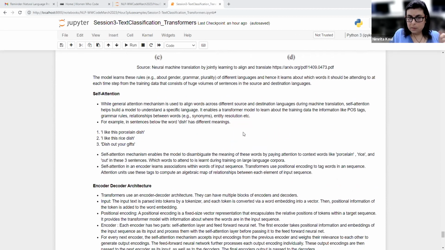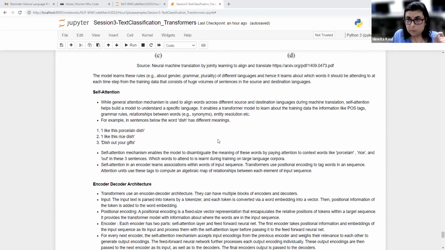So self-attention is the special type of attention where you don't have the source language and the target language, for translation, for example. You are rather looking at the words from one language itself. In the word, you are trying to find out the correct or intended meanings of the words. For example, here we have 3 sentences: I like this porcelain dish, I like this rice dish, and dish out your gifts.